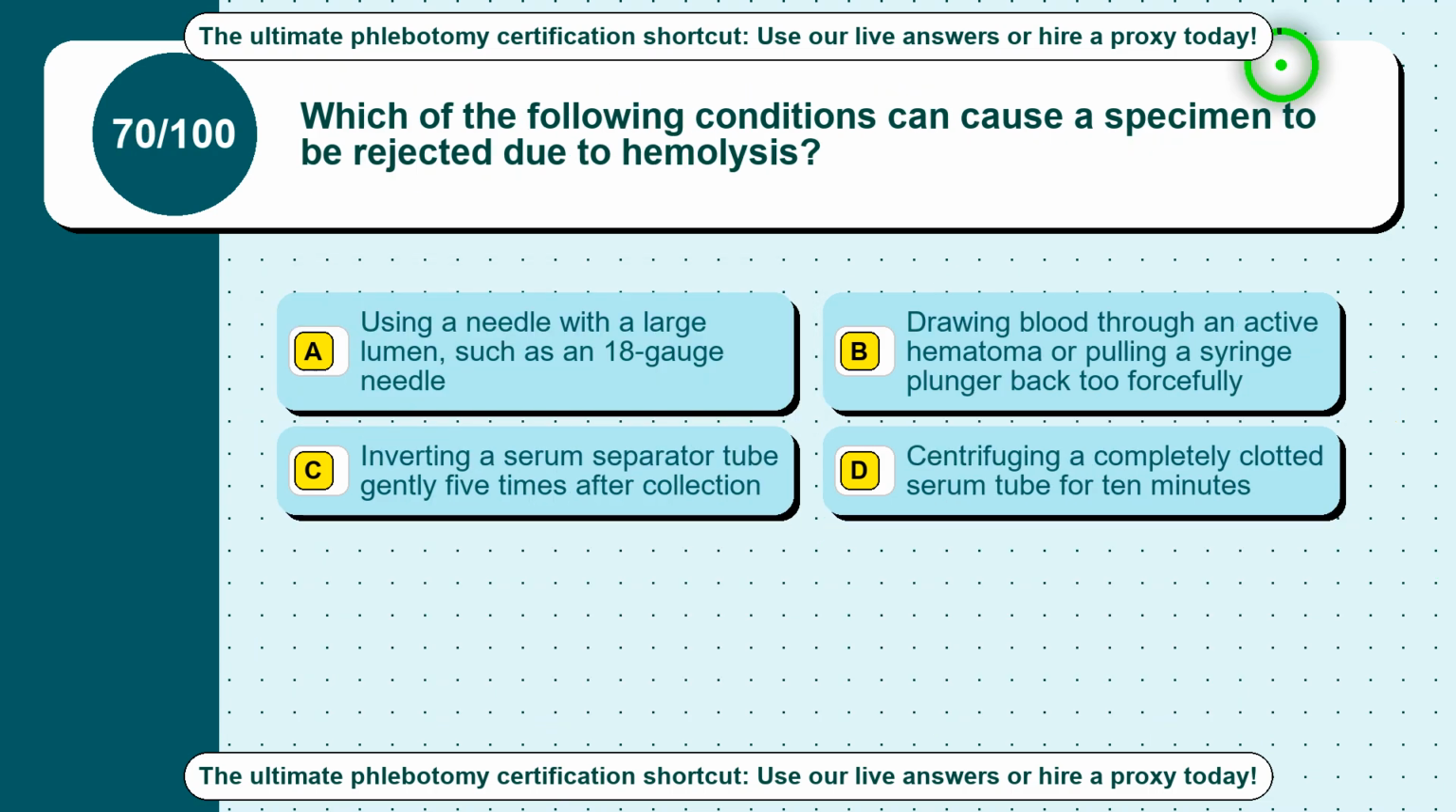Question 70. Which of the following conditions can cause a specimen to be rejected due to hemolysis? Option A, using a needle with a large lumen, such as an 18-gauge needle.